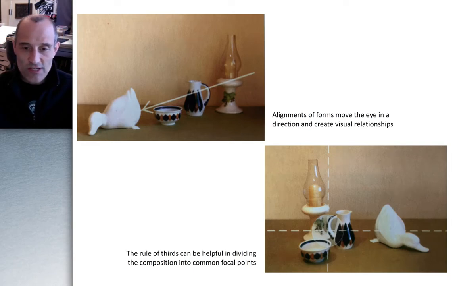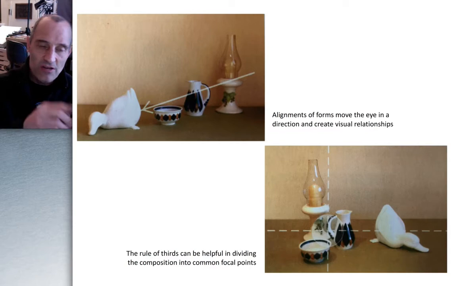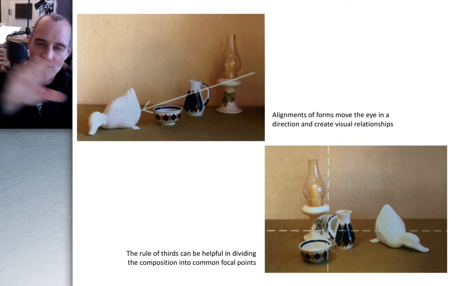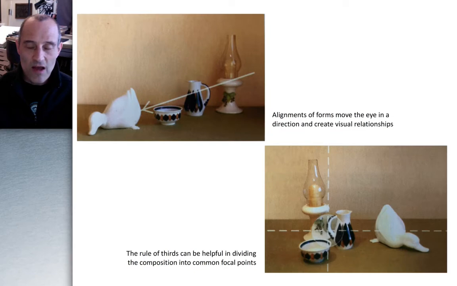So here are some other examples of arrangements of simple objects. On the top left, you see how this linear alignment creates a movement from right to left. Because we have this shift in scale, it's almost like a triangular shape moving from one side of the picture plane to the other.